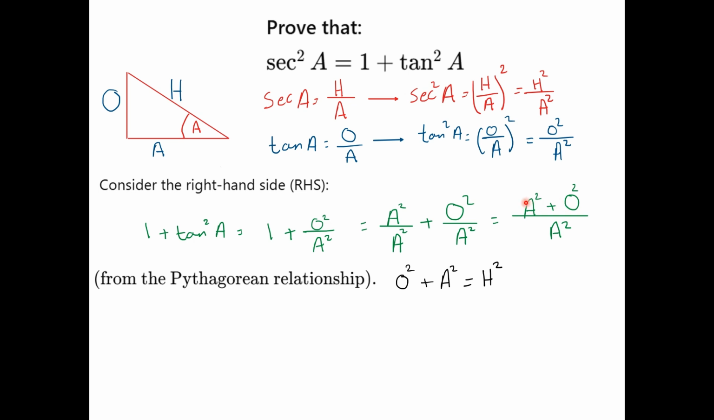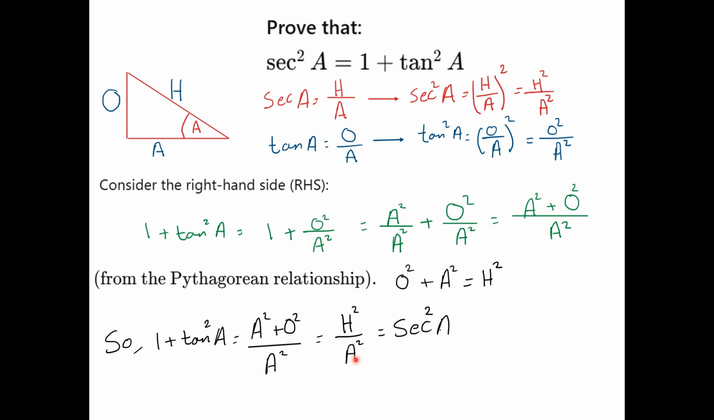So I can rewrite 1 plus tan² here as A² plus O² over A², which is what we have already done before. And we replace A² plus O² with H², divided by A². And the interesting thing is that H² over A² is exactly what we started with, which is sec². So I can replace H² divided by A² by sec². So now we have proved that 1 plus tan²A equals sec²A. I hope this is clear. If you have any issue, just contact me. Thank you.